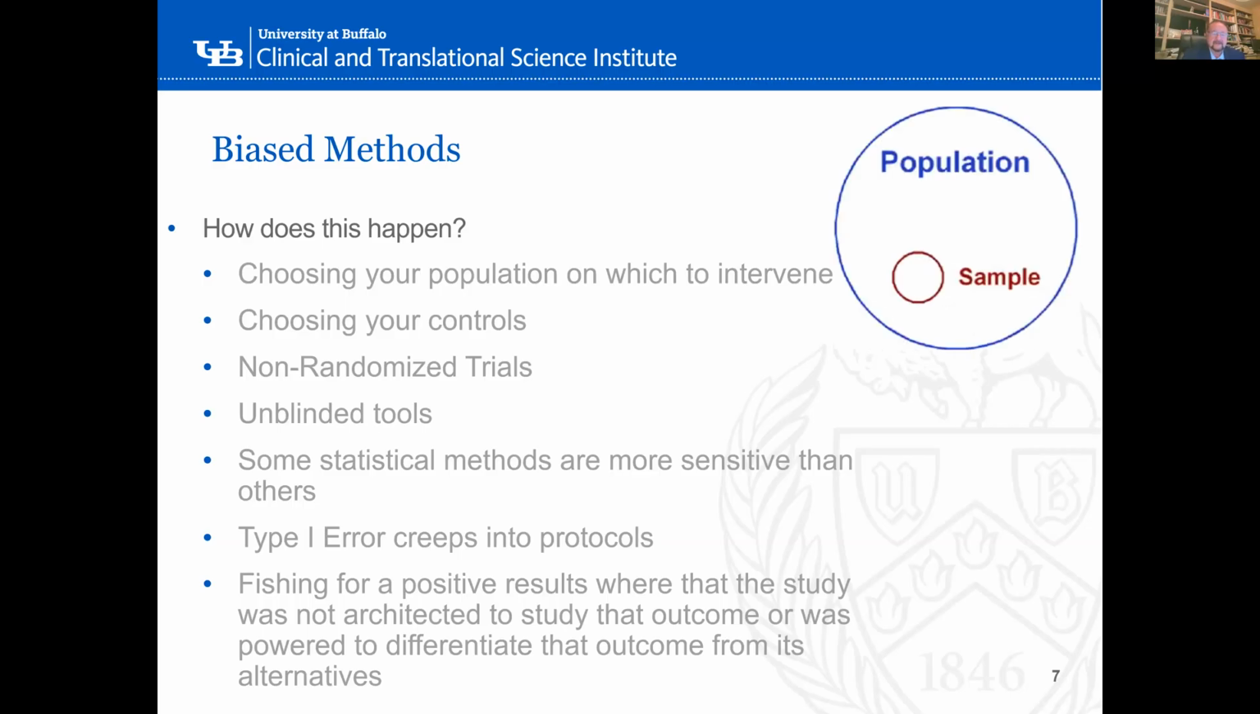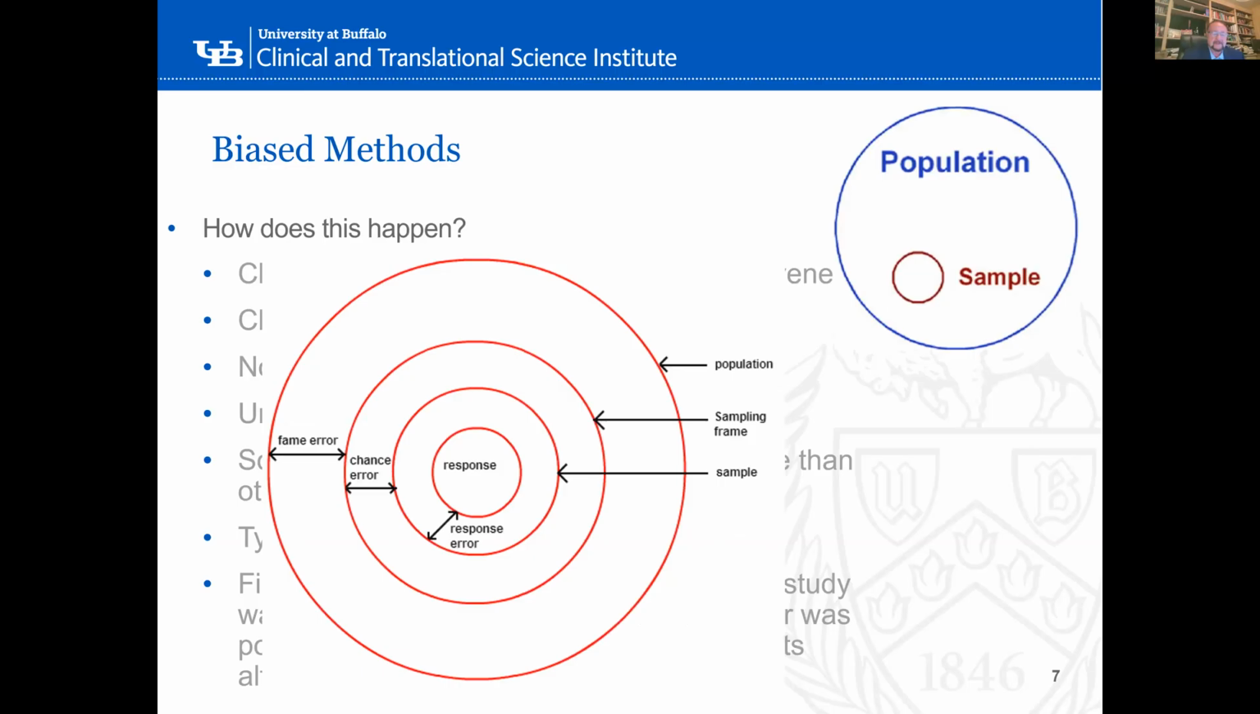So here's an example of a sample that's not reflective of the entire population it's sampling. When you think about this, there's the whole population, there's the sampling frame, there's the actual sample you get, there's a response error and the actual response. So it can be very hard to get an unbiased study. You have to work hard toward it.